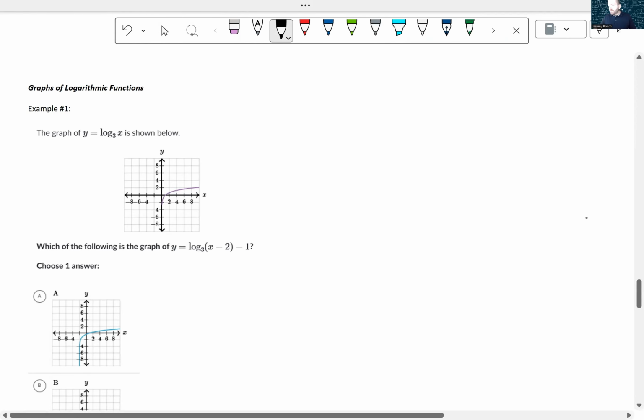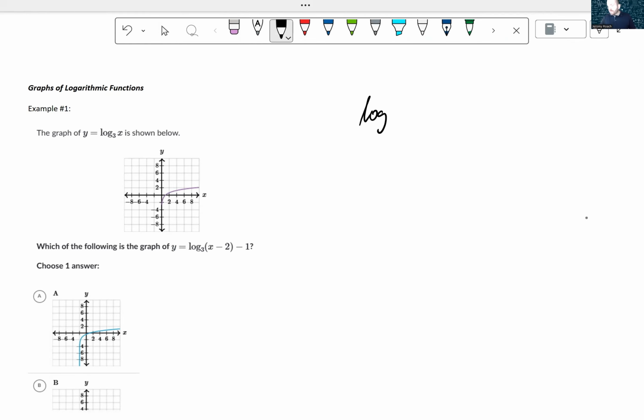The next thing is log base. If we did log base 3 of 5, you can't really find that on your calculator.